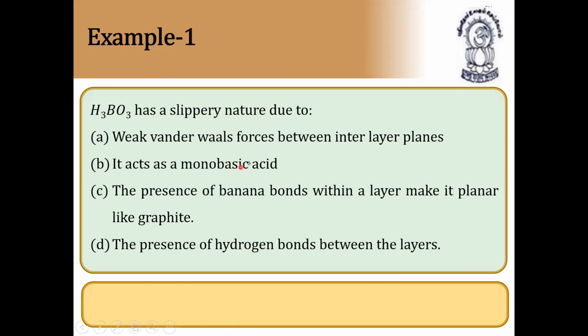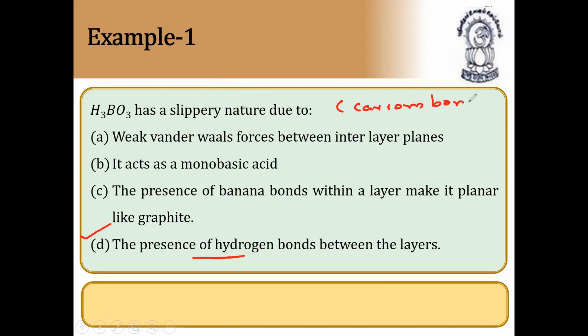Let us see some questions now. H3BO3 has slippery nature due to weak van der Waals forces between interlayer planes. It acts as monobasic acid. The presence of banana bonds within the layer makes it planar like graphite. The presence of hydrogen bonds between the layers. So definitely it is the presence of hydrogen bonds. That's why it is used in carom board.